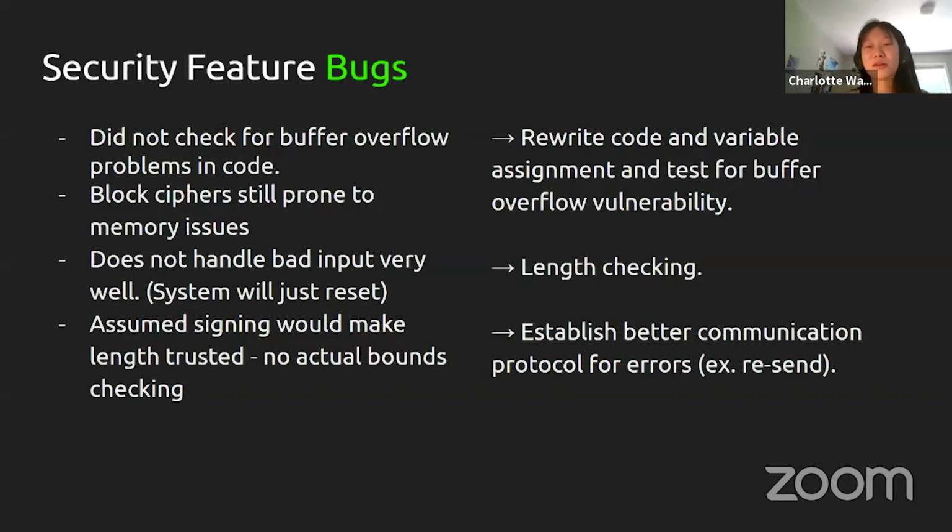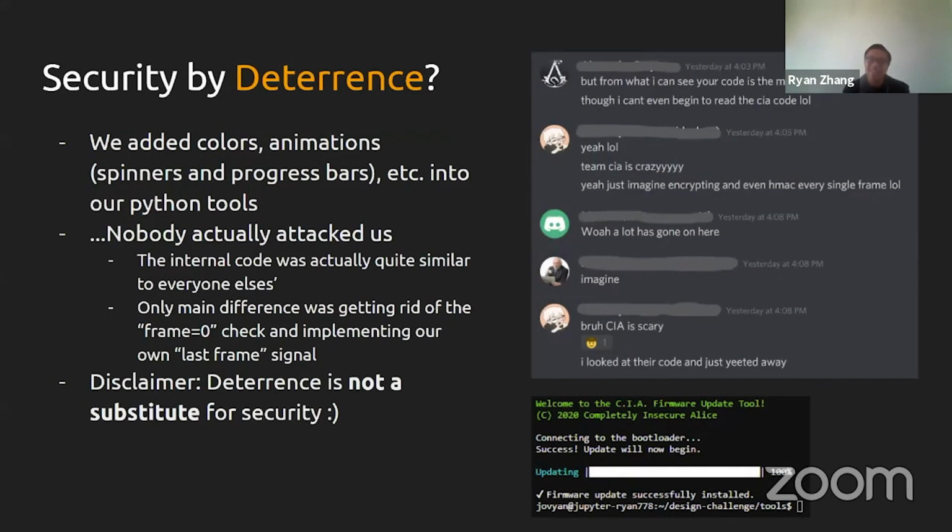As fixes to these problems, we would have rewritten the code and the variable assignment to test for buffer overflow vulnerabilities, length checked all of our inputs, and also probably establish a better communication protocol for errors, say resending a frame. So, as Charlotte said, because we didn't actually do any bounds checking, our code would only validate the firmware once it said it received everything, and so if you just sent a bunch of data to it, it will just take it in, which is kind of a big vulnerability.